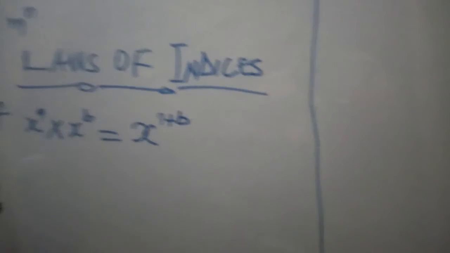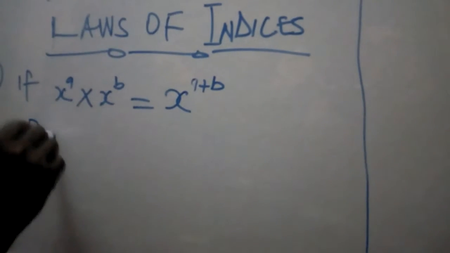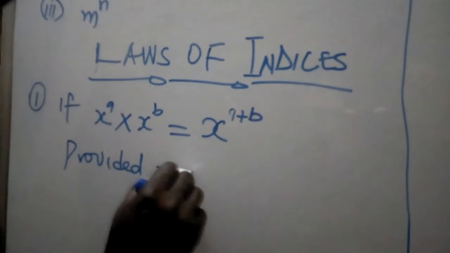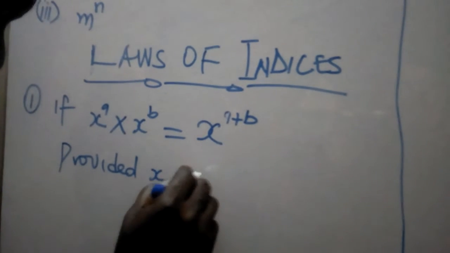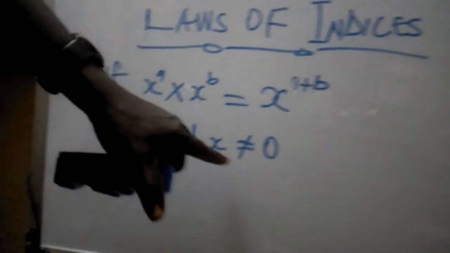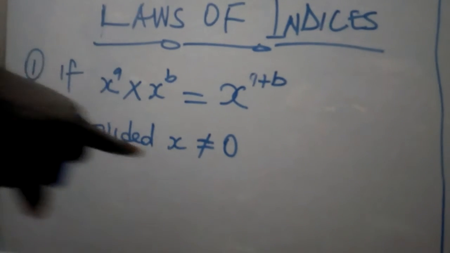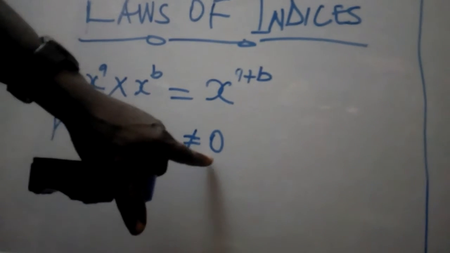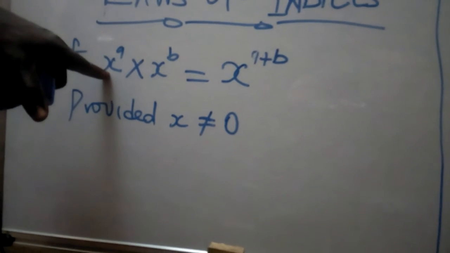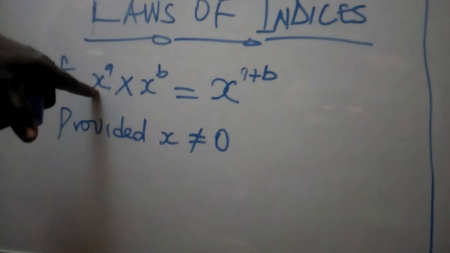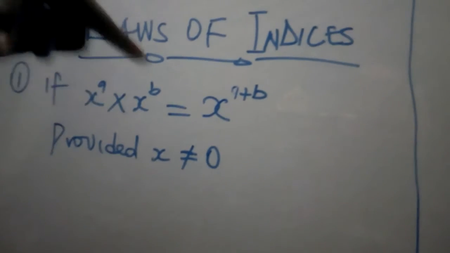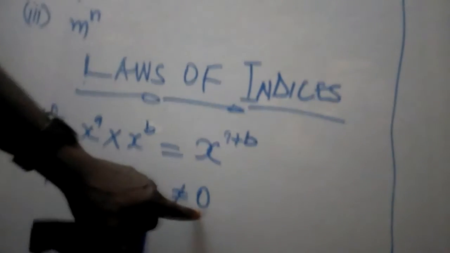Provided x is not equal to 0. When you say provided x is not equal to 0, that is to say x is greater than 0. But it could be 1, it could be 2, it could be 3, it could be 4, it could be 5, it could be 6, and so on. But it is not 0.